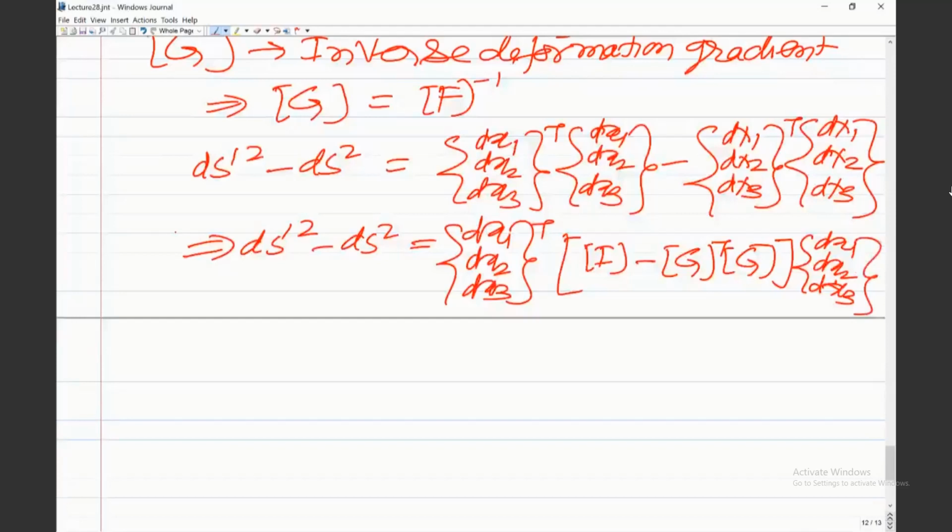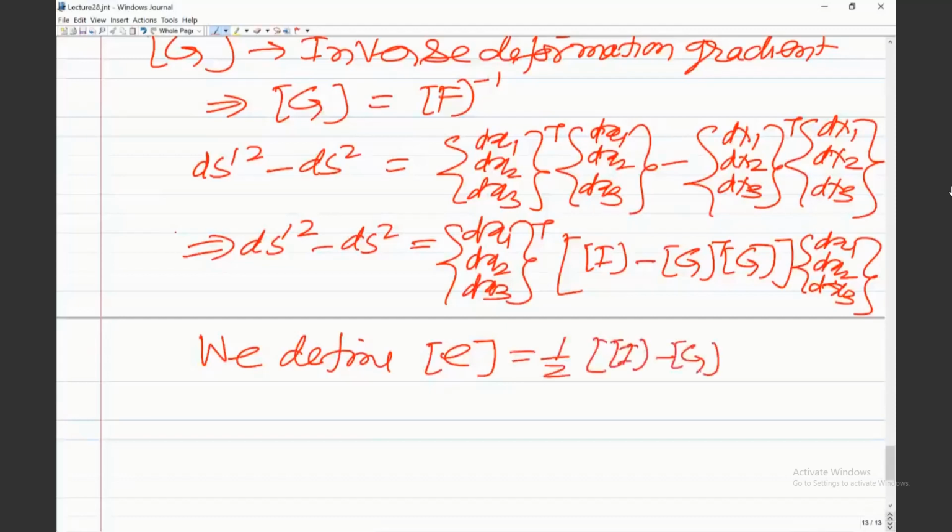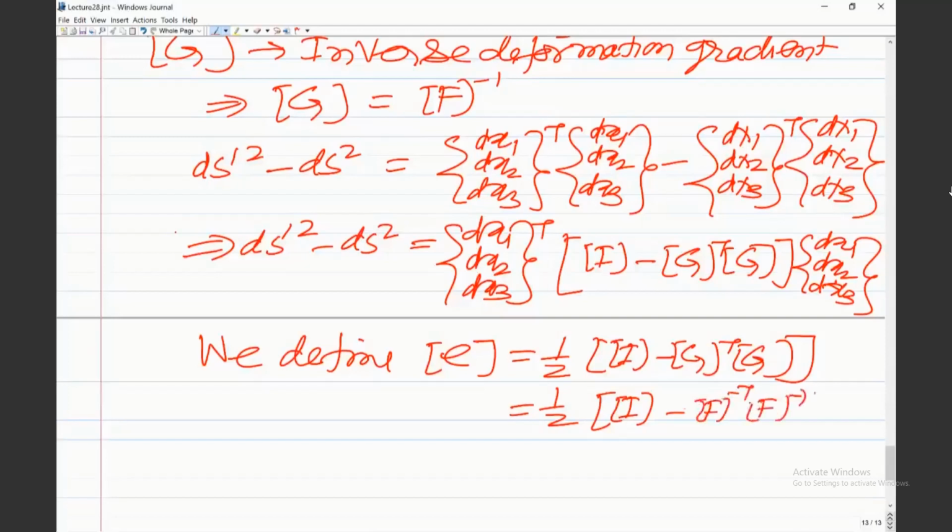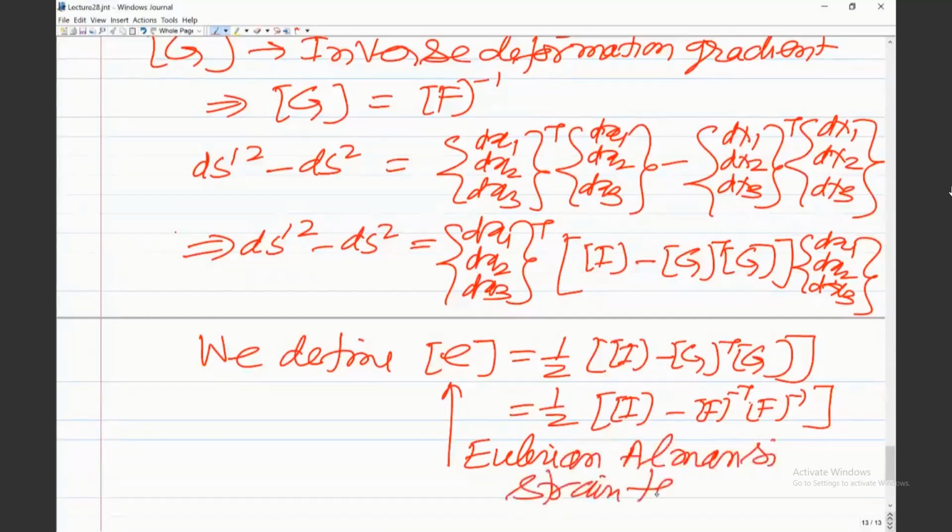Now the way we define the Green-Lagrange strain tensor, similarly we define the Eulerian Almansi strain tensor, small e, as half of I minus G transpose into G. That can also be written as half of I minus F inverse transpose into F inverse. And this e is referred to as the Eulerian Almansi strain tensor.